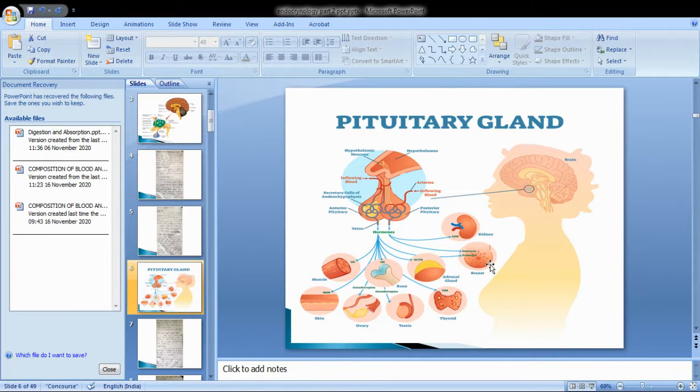It is believed that these hormones have come into existence by duplication of a single ancestral gene.